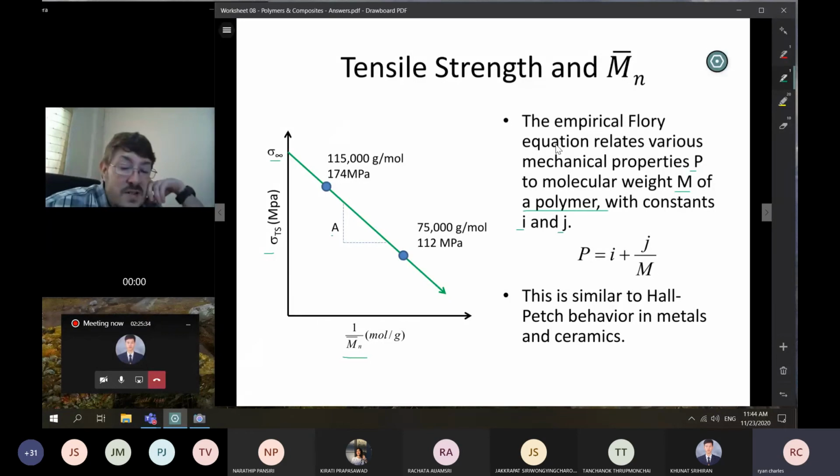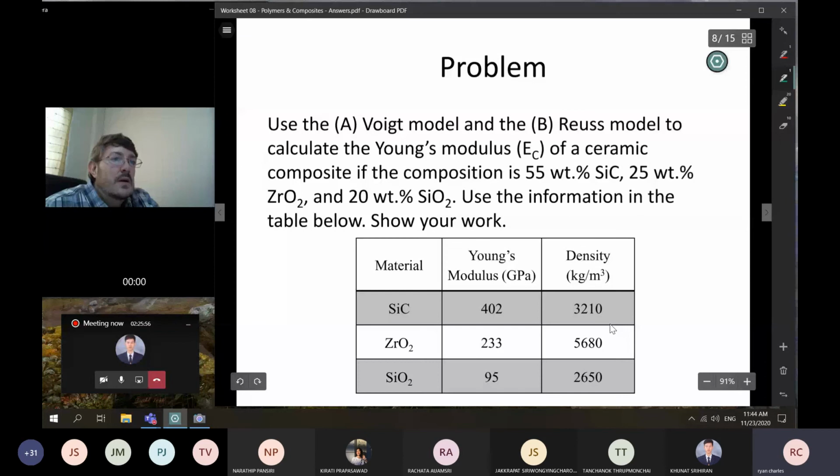So it may not just be tensile strength. It might be other mechanical properties that obey this behavior. And again, in a limited range, we might just assume it's linear, right? At the extremes, it may not be linear, right? But in a small range, we can make that assumption that it's linear. All right, the second problem here.